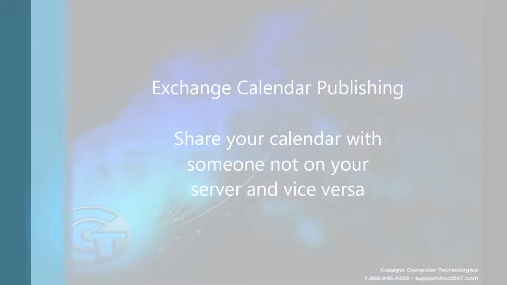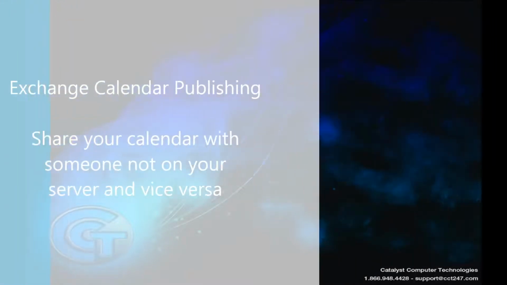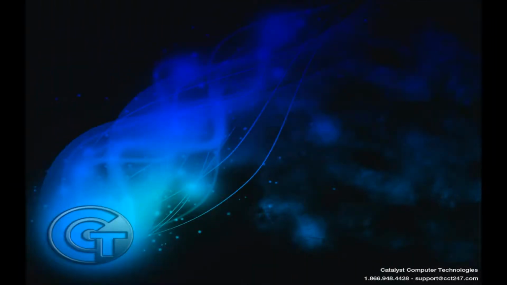First of all, though, we're going to talk about going from one Office 365 account to another Office 365 account. However, these two accounts are on different companies. They're not within the same company. So this is a situation where you can't do regular calendar sharing. You actually have to do what's called calendar publishing.